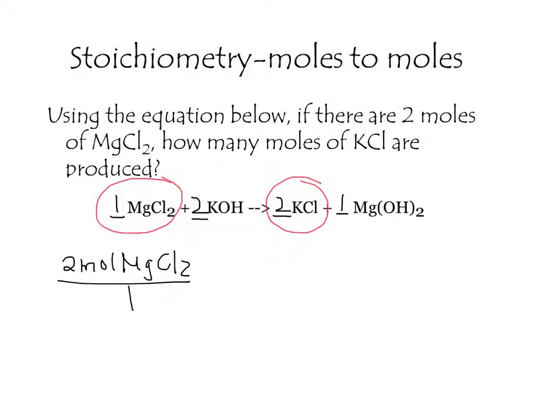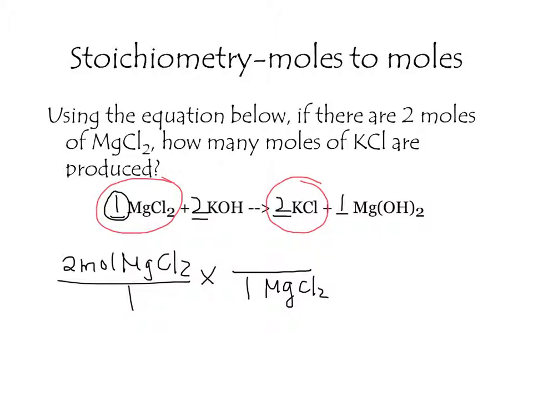We know that for every 1 MgCl2, we produce 2 KCl's. So when we're doing these types of problems, I'm going to multiply this by the mole ratio. The number that goes on the bottom is always going to be what you started with. So I started off with MgCl2. That means I have to have the moles of MgCl2 down here, and the coefficient for that is 1.